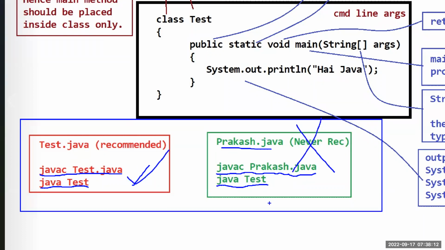Can't we run the program in this style? Yes, we can. But we should rarely use these things, only at the learning stage. Once you come to implementation, whatever class name you have taken, the same class name you have to save as the file name.